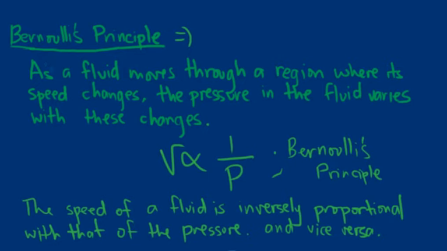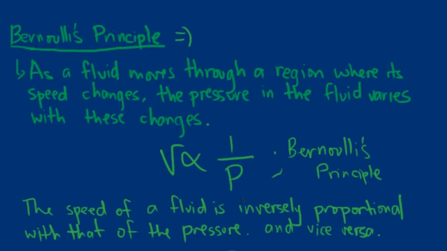So what is Bernoulli's principle? Bernoulli's principle tells us that as a fluid moves through a region where its speed changes, the pressure in the fluid varies with these changes as well. And that variation is given by the following relationship according to Bernoulli. So according to Bernoulli, the speed of a fluid is inversely proportional to the fluid's pressure. And it also works vice versa.